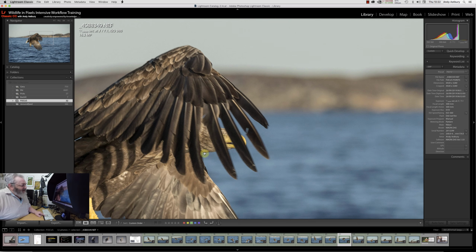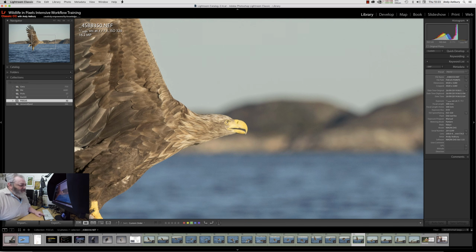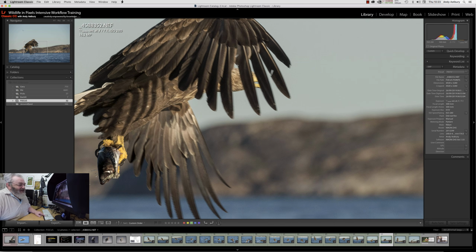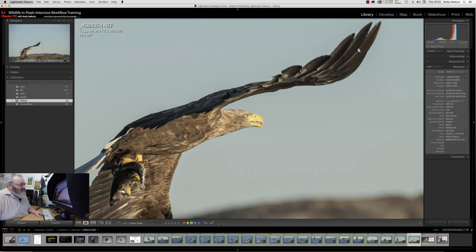We're maintaining focus on the head, even though the wing primaries have come in front, but that's not looking too bad. It's becoming a bit crappy composition because the bird's now turning away from me. Still in focus, but crap because he's turning away. Same thing there, same thing there, same thing there.